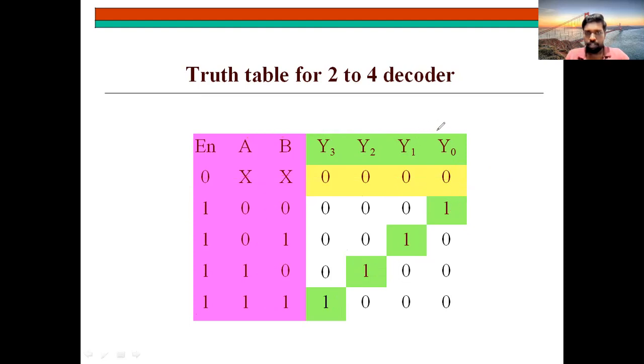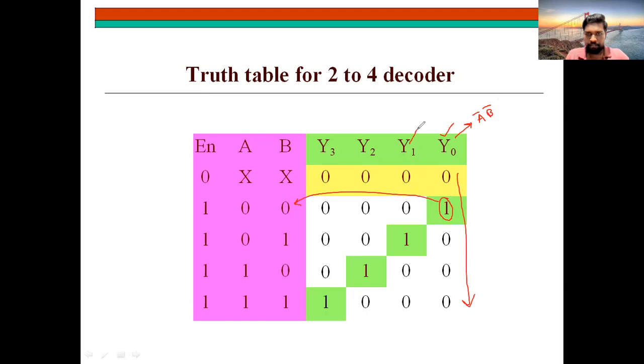And now you need to draw the logic diagram. So what is the equation of Y0? In the entire column of Y0, you find only a single one present here, and that one is representing the 0 0 condition. So 0 0 in terms of AB means, in SOP, A bar B bar.